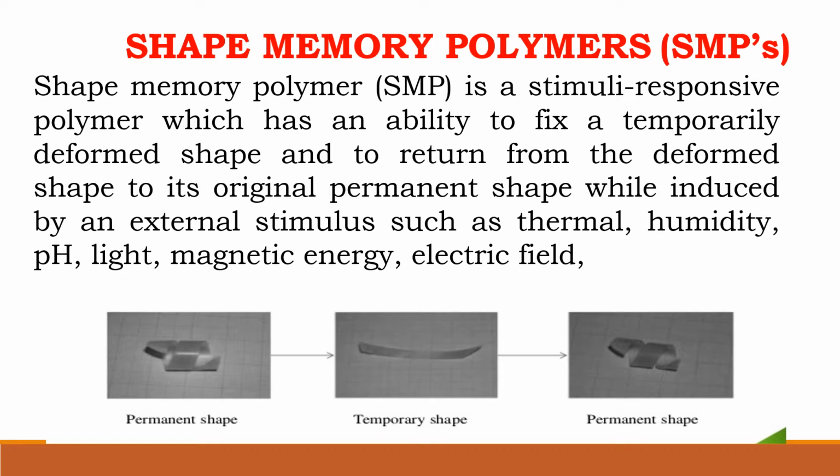Now see that particular figure. I have a polymer with a permanent shape. Once I am applying an external field, the shape is changing to a temporary shape. When that external field is removed, it becomes the original polymer.